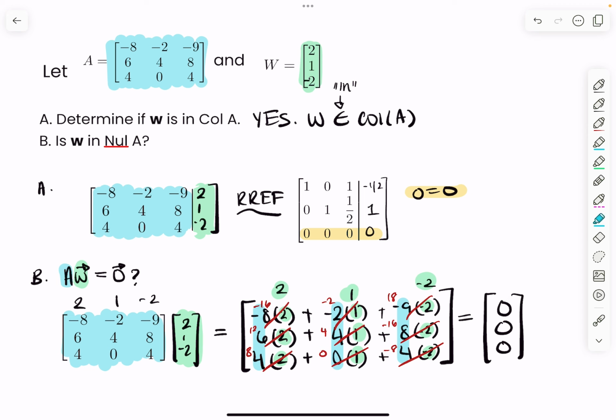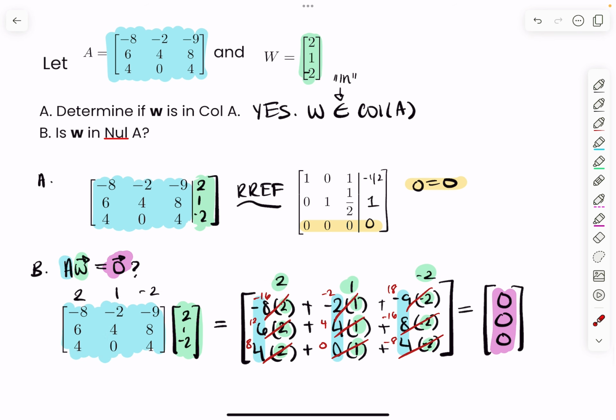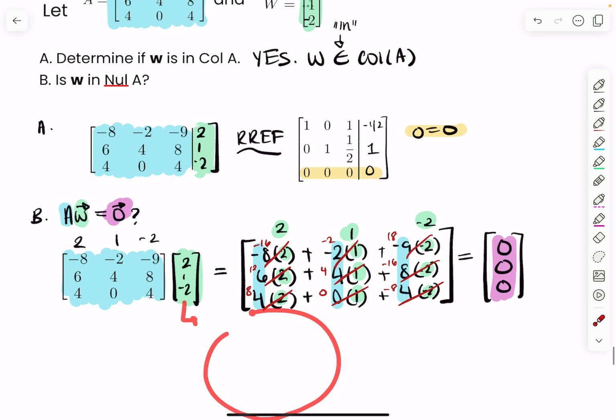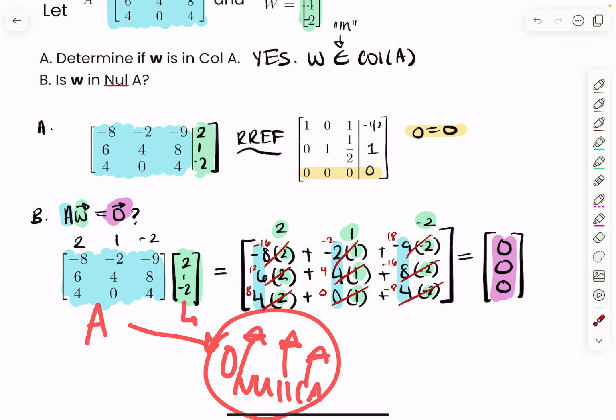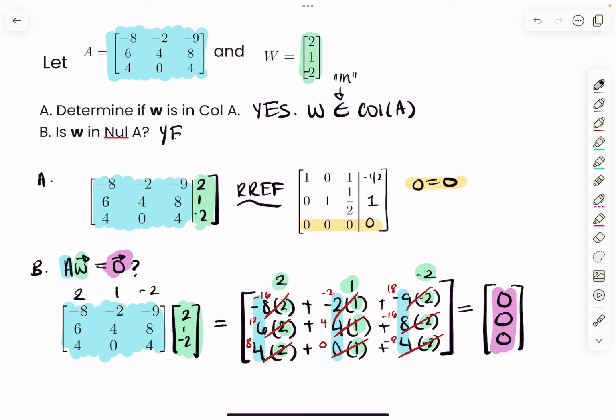And so look at what we have. We have the 0 vector. We multiplied W by A, and so A sent W to 0. So in other words, W, this vector here, is in the space of all of the other vectors that A sent to 0, the null space of A. And so we can say that yes, W is in the null space of A, and to be specific, W is an element of the null space of A.